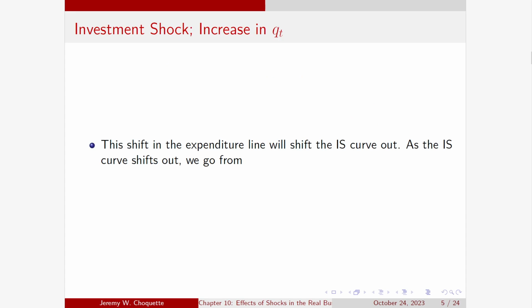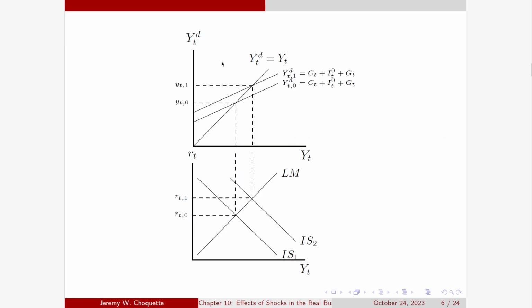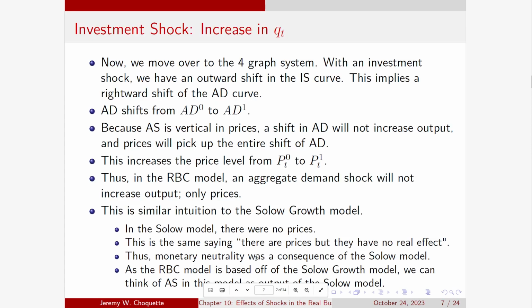So that shift in the expenditure line is going to shift the IS curve out. And as that curve shifts out, remember this guy was on top of this guy, we get this increase. It's going to pull the IS curve out, thereby increasing the interest rate and hopefully increasing output. Our output would go from here over to somewhere in the neighborhood of here. Now, let's move over to that 4 graph system to really see what's going on.